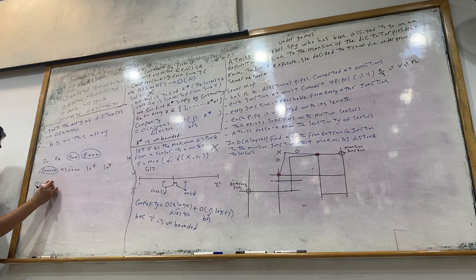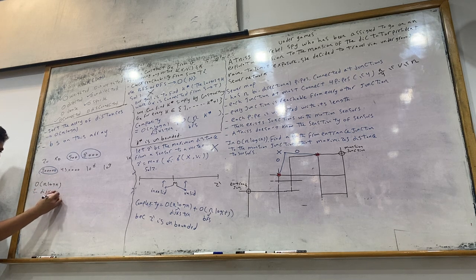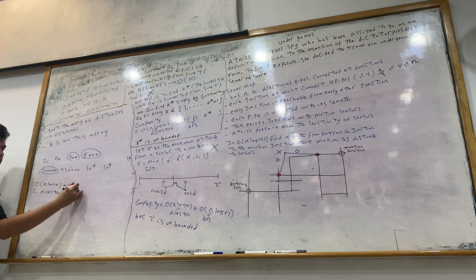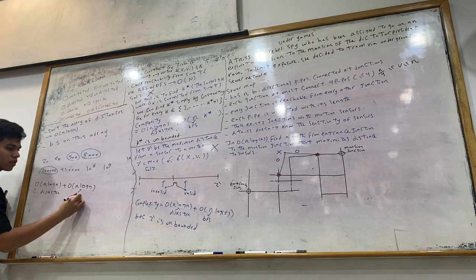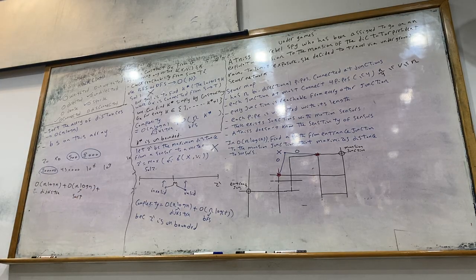O of n log n for Dijkstra, that's right? Plus O of n log n for sorting. Plus I check the stability each time. How many times for maximum?